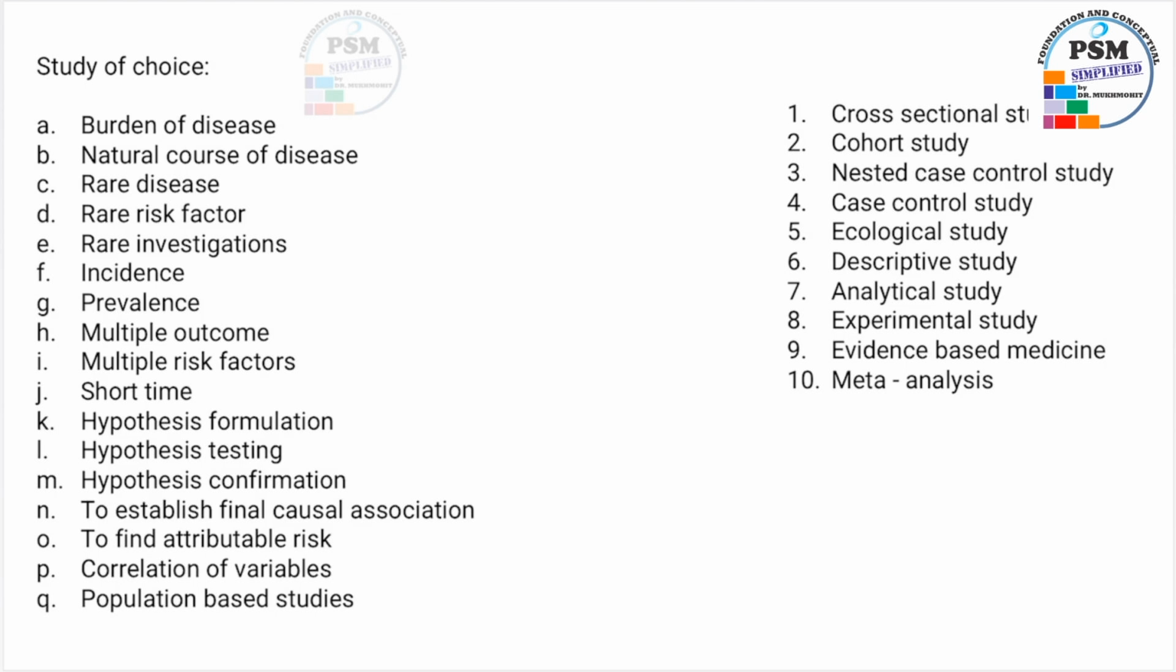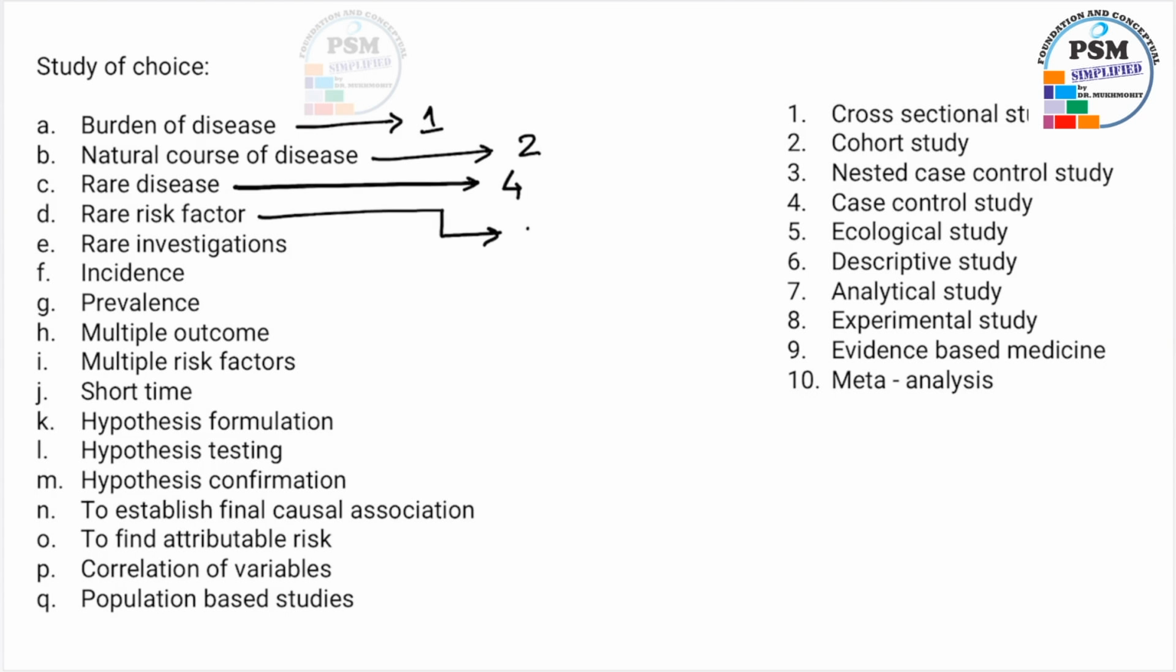study of choice for the burden of disease. Burden of disease, primarily you want to find the prevalence. We always do it by cross-sectional study. Natural course of disease is done using cohort studies. Rare disease, the study of choice for a rare disease. You want to study the disease which is rare. We do a case control study. Rare risk factors, we can do a cohort study. For rare investigations, we have a special study that is called nested case control.